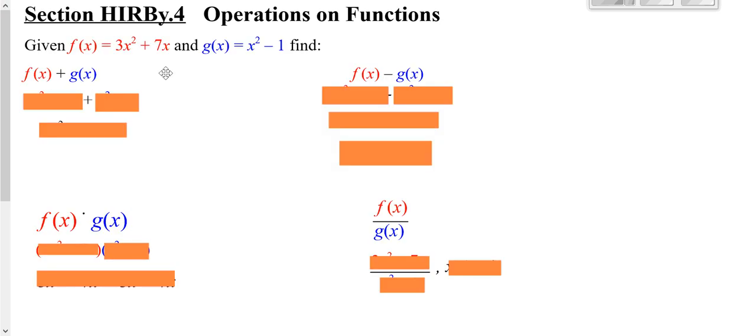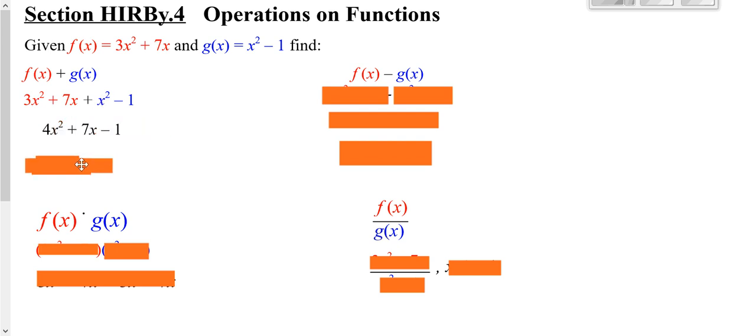So if we're looking at functions here, we're having our f function, our g function, we're asked to add them together, f plus g. So you take your red plus your blue, and then all you have to do is add your like terms together. In this case, 3 of the x squareds plus 1 more of the x squareds is 4 of the x squareds. No other like terms, you just bring them down.